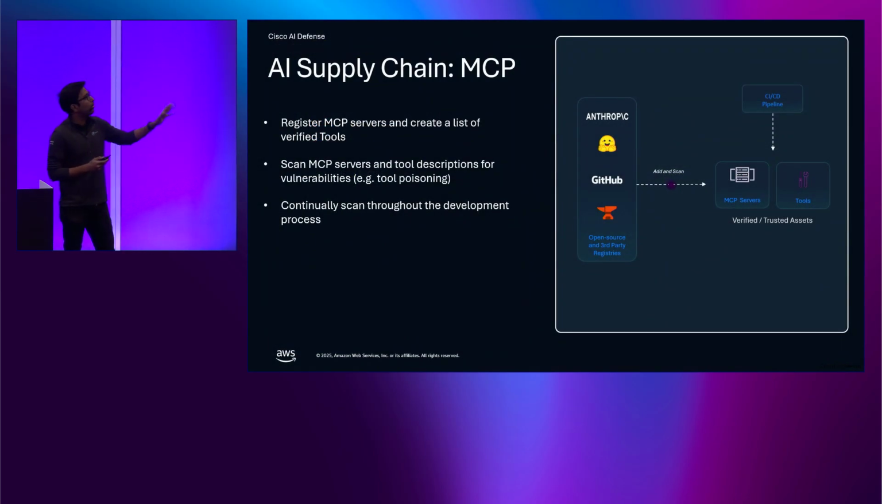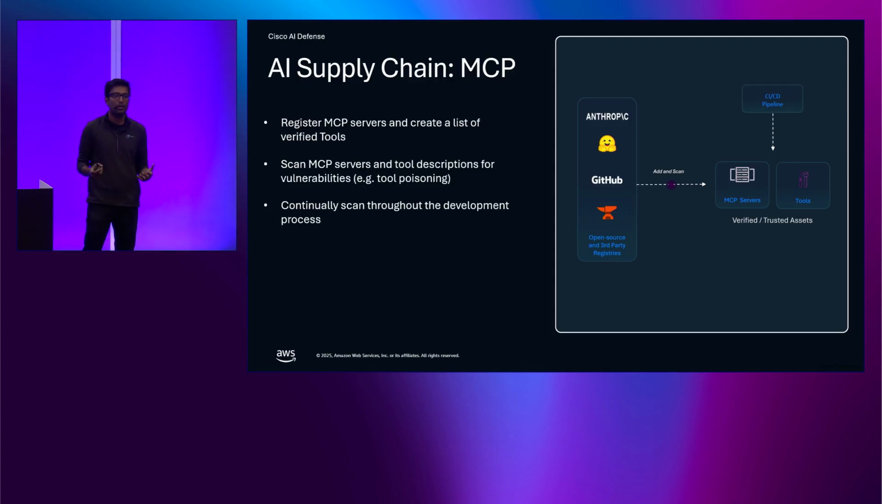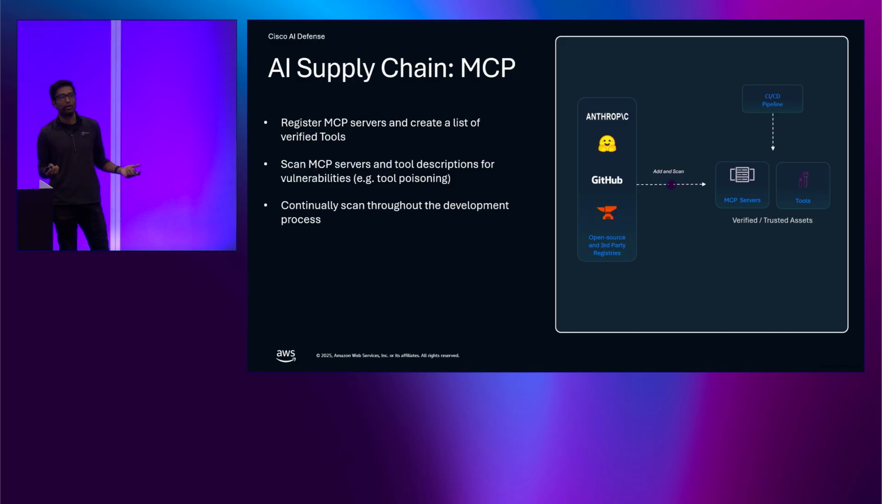So just to recap on AI supply chain with MCP, register your MCP servers, make sure you have a verified list of tools for the MCP servers that you want to use, and continuously scan the MCP servers on an ongoing basis because of the dynamic nature of the protocol itself. Integrate them in the CI/CD pipeline or ML operations pipeline to make sure the MCP server you're using is safe and secure.